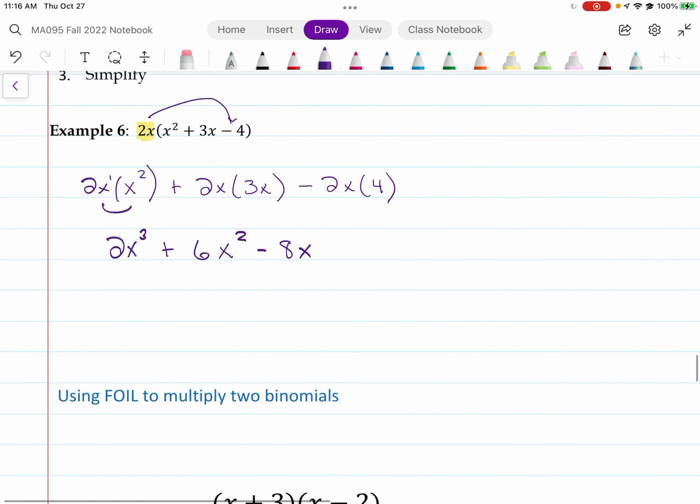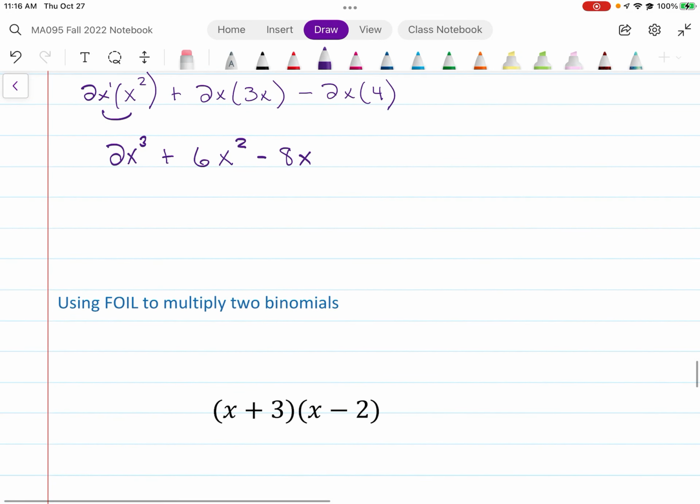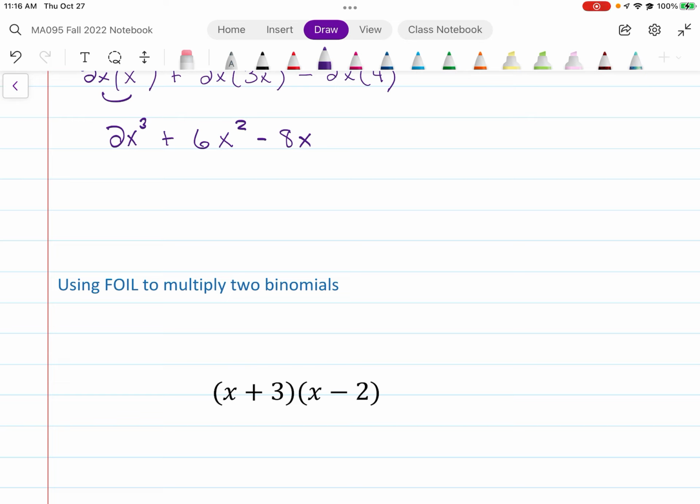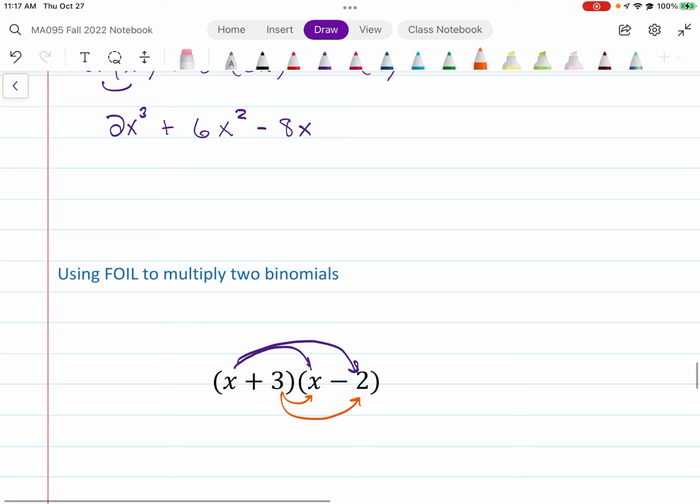All right, so what if we had two binomials? So these are two binomials. And FOIL is just an acronym to help us remember so we don't miss anything. First, outer, inner, last. So just think about this. We're going to take the x and multiply it times this one and then times this one. And we're going to take the 3 and we're going to multiply it times this one and times this one. But using FOIL, it puts the two like terms that are most commonly like side by side.